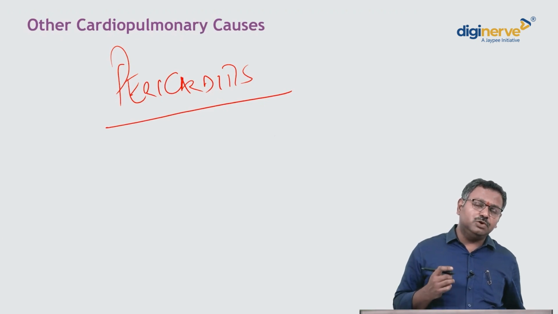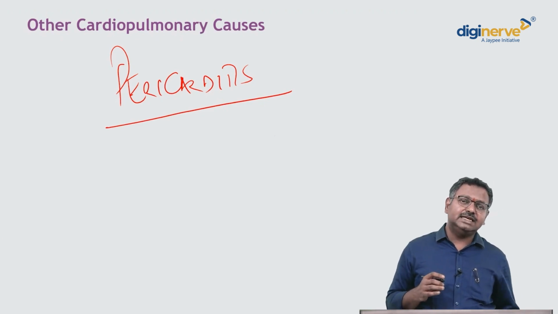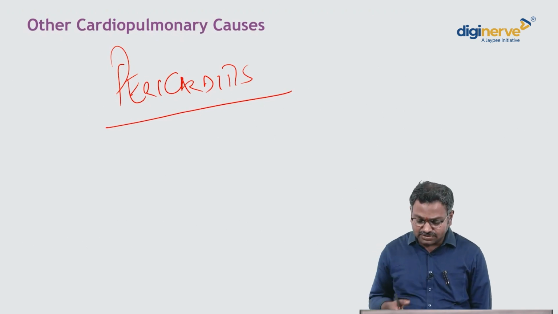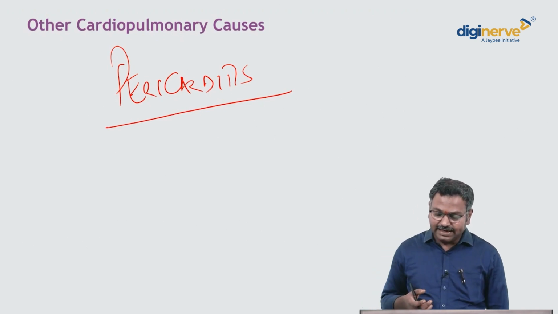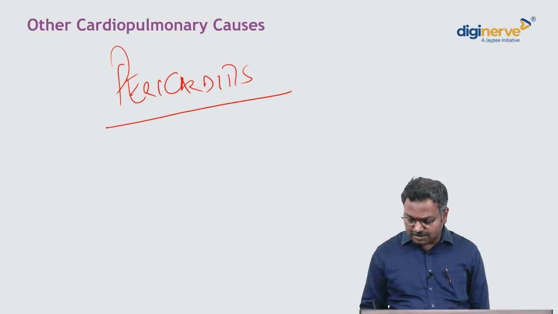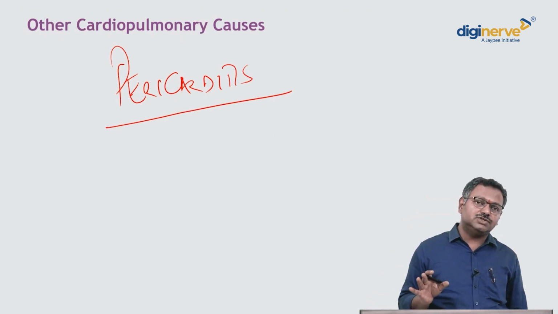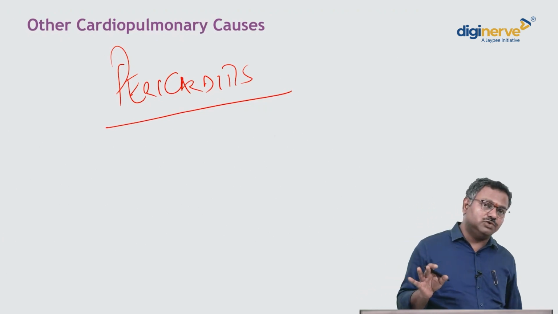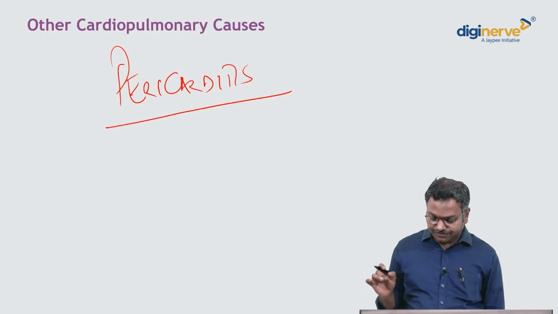So here it is very pleuritic, localized, increases on coughing, increases on movement, and usually it is retrosternal in space there. And again important, pleuritic chest pain usually resolves once the pleural effusion sets in, but a pericardial chest pain would always remain there.